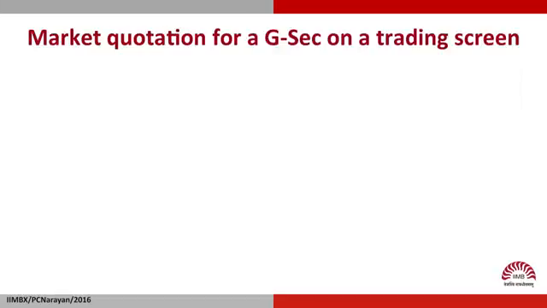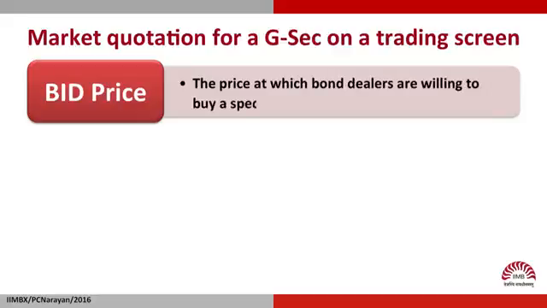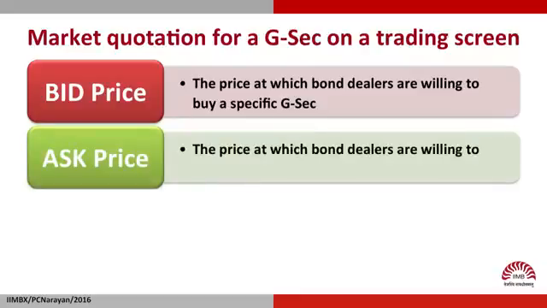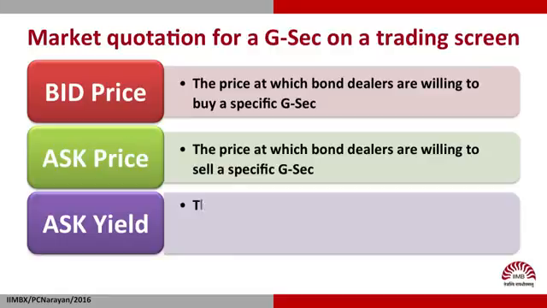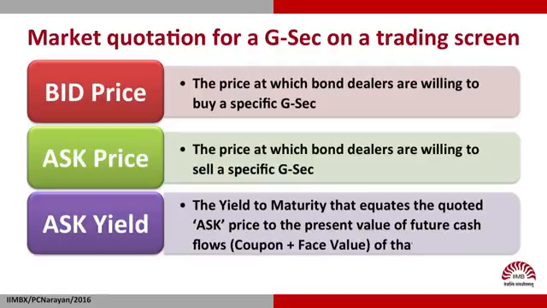G-Sec, such as T-notes and T-bonds, are bought and sold very actively in the secondary market. The market quotation on a Reuters screen, for example, shows a bid price, which is the price at which bond dealers are willing to buy a specific G-Sec, and an ask price, which is the price at which the bond dealers are willing to sell that specific G-Sec. The ask yield, on the other hand, is that yield to maturity which equates the ask price of the security to the present value of the future coupon payments plus the face value of the security payable at maturity.